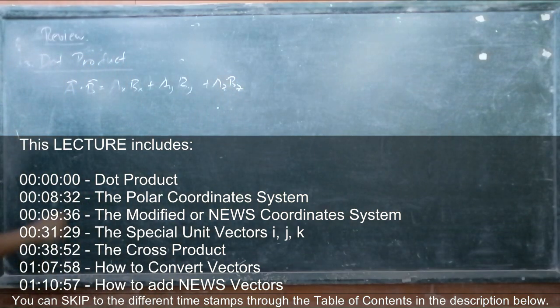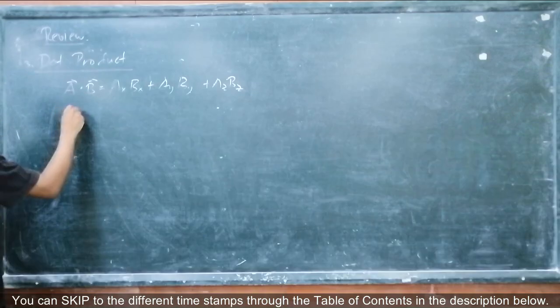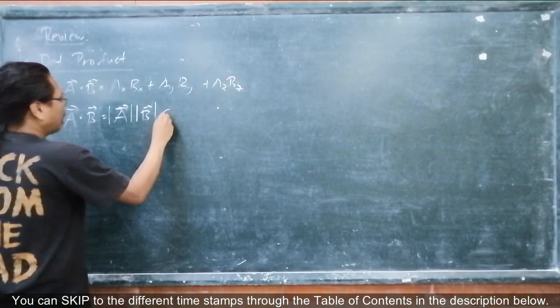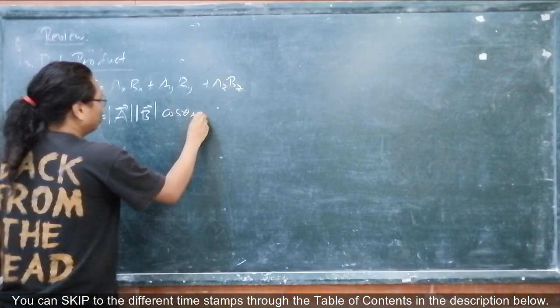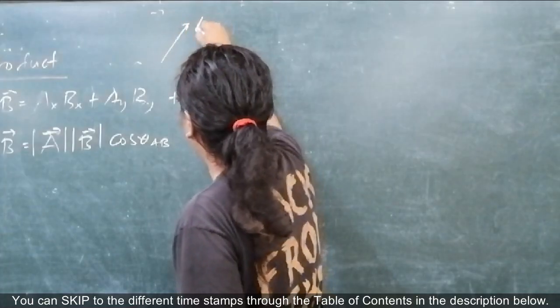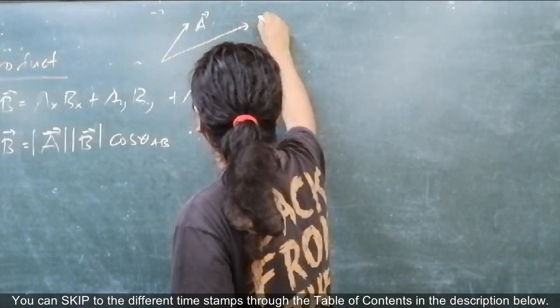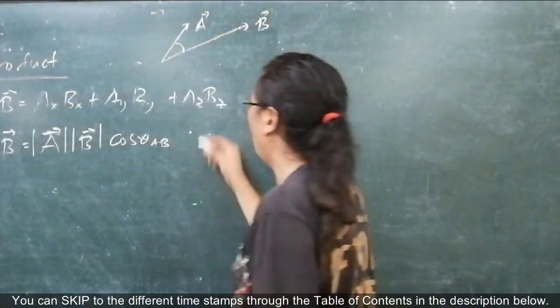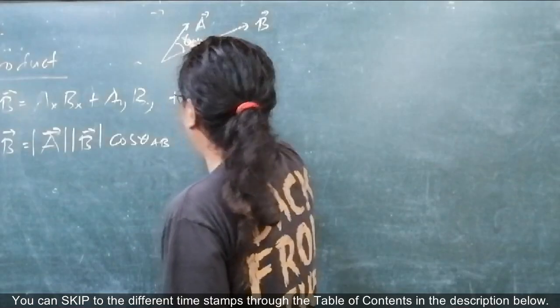Or we have an alternative definition here. A dot B equals the magnitude of A times the magnitude of B times cosine of the angle between them. Well, suppose you have vector A here and you have vector B here. This angle of separation is what we call theta AB.